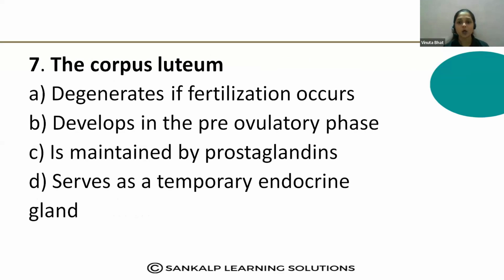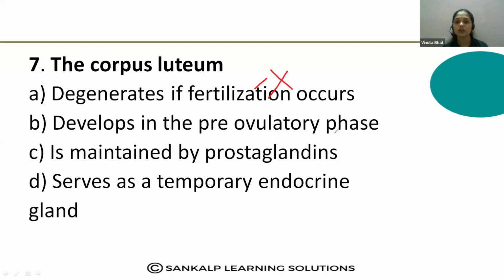Next question. The corpus luteum: degenerates if fertilization occurs, develops in the pre-ovulatory phase, is maintained by the prostaglandins, serves as temporary endocrine gland. Okay, corpus luteum is the remaining part of the Graafian follicle. It degenerates if fertilization does not occur. If fertilization occurs, it will not degenerate. So the first option is wrong.